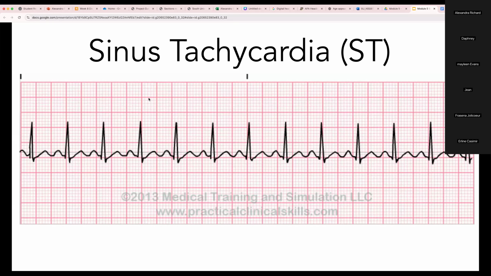Now, what if they have tachycardia with a fever? Are you going to think more infection?